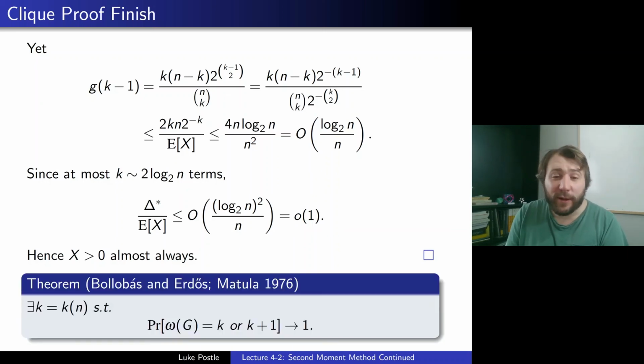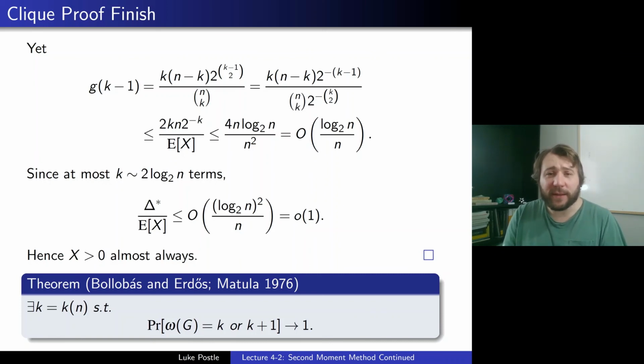I'll just mention that Bollobás and Erdős, and separately Matula, both in 1976, used this and did it a bit more to show that there exists a k equal k_n, such that the probability that the clique number is k or k plus 1 goes to 1. So what are we saying here? We said k is roughly this 2 log base 2 of n. We didn't work out the specifics, but if you work out how those numbers jump around, you can show that most of the time it's going to be one specific number that dominates with the probability, but then there could be some numbers where it somehow straddles 2 values.